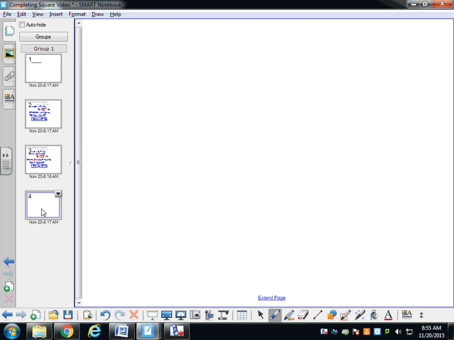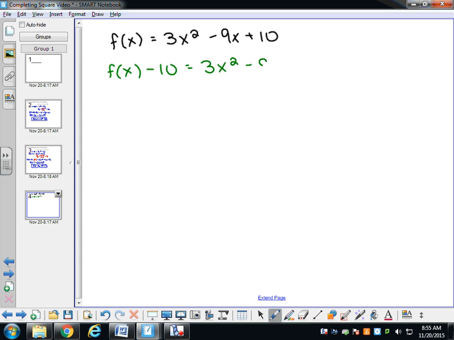And example 3, write in standard form, f of x equals 3x squared minus 9x plus 10. So move your c term over. f of x minus 10 equals 3x squared minus 9x. Factor out your GCF on your right-hand side. So I get 3 times x squared minus 3x.